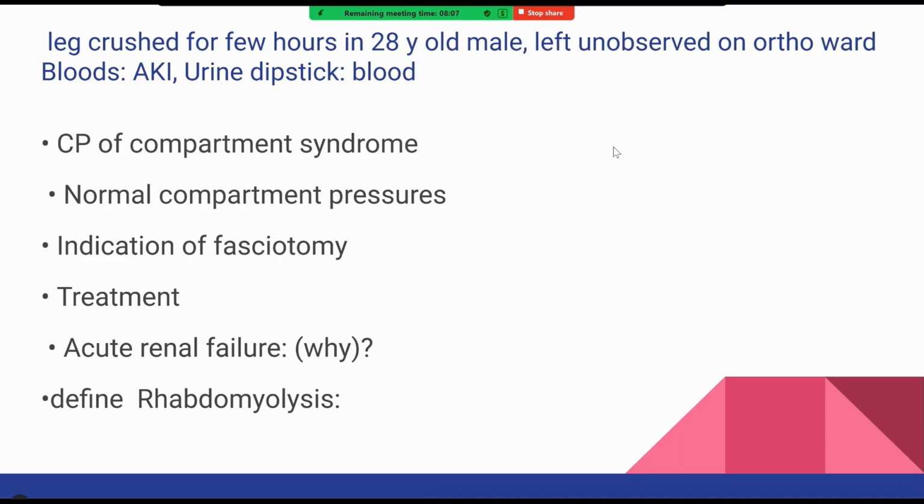Okay, so other than the lower limb, is there any other part of the body that is likely to develop compartment syndrome? Yes, other parts of the body that can develop compartment syndrome apart from the lower limb are the upper limb and the abdomen. Okay. So once you have decided to perform the fasciotomy, what will you tell the patient and their attendants regarding the procedure?